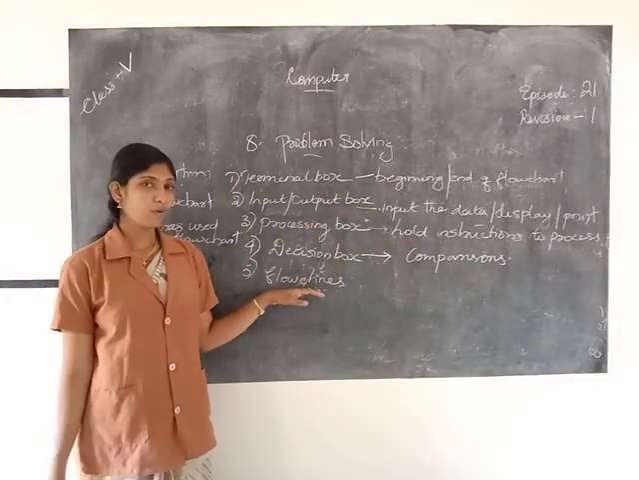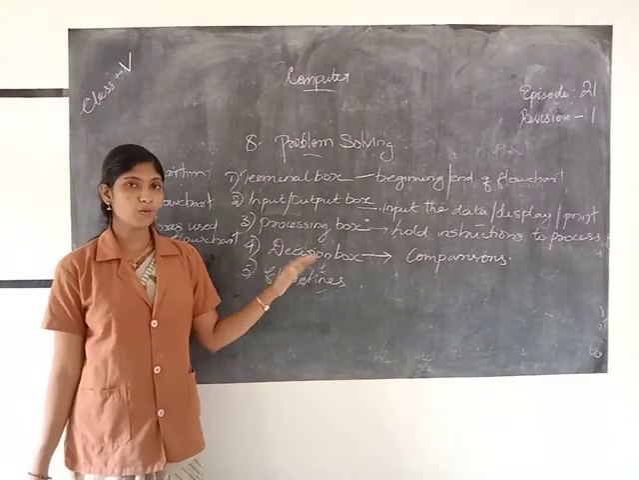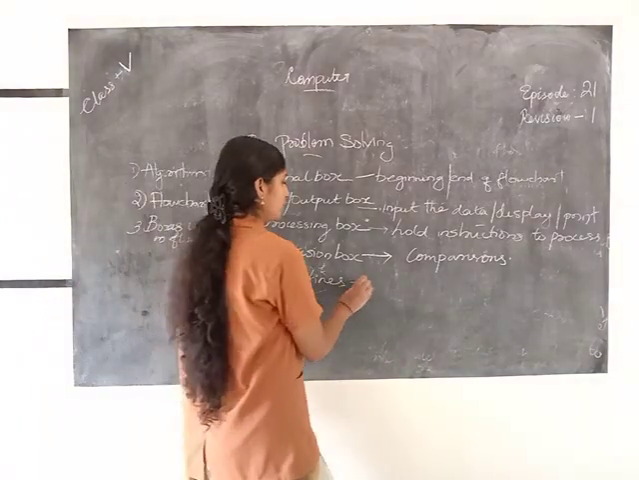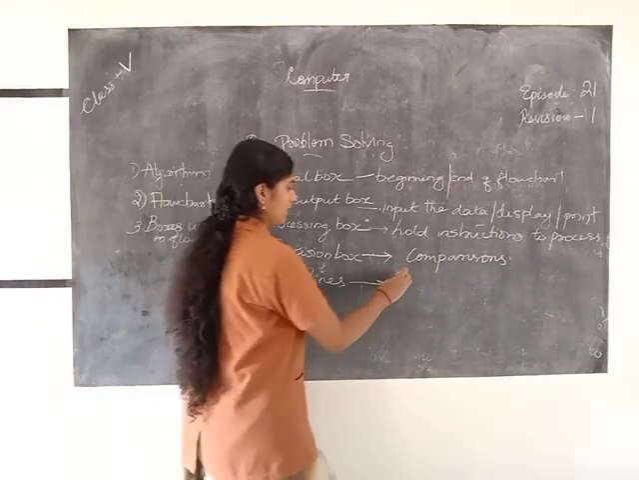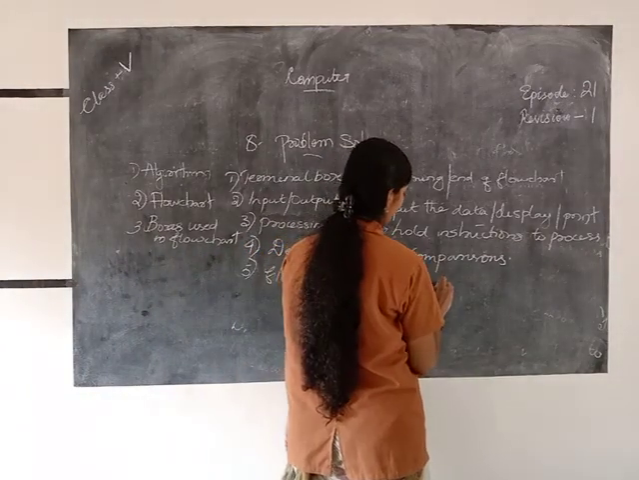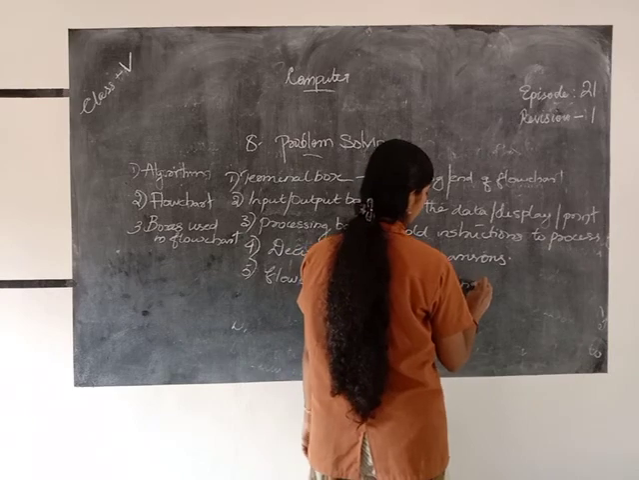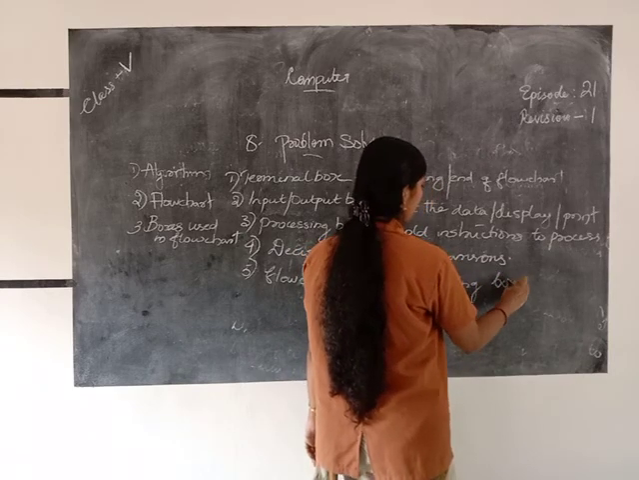And we have a flow line to connect from one box to another. So for connecting one box to another, we have a flow line. Connecting boxes. Okay.